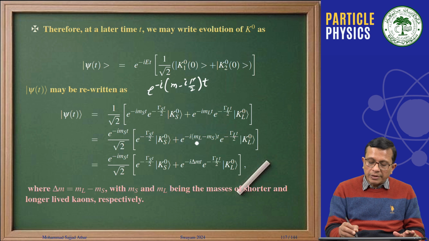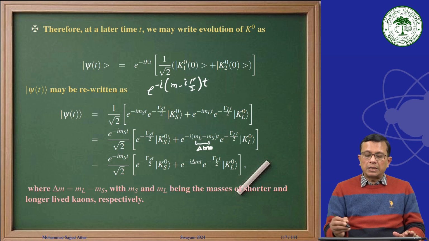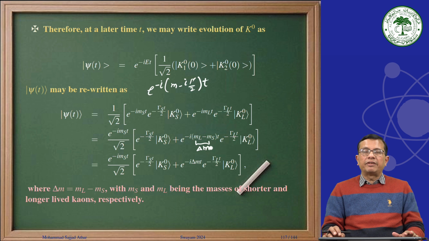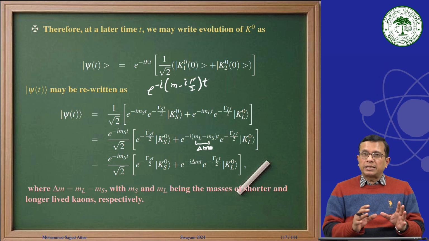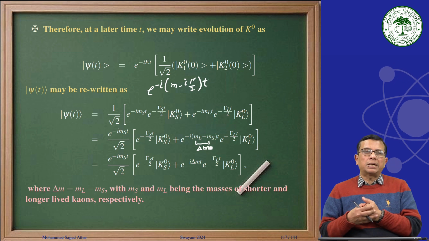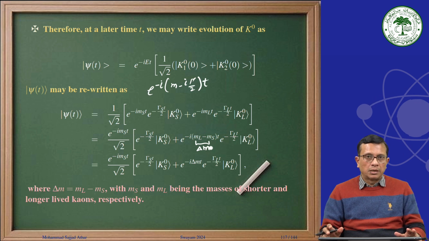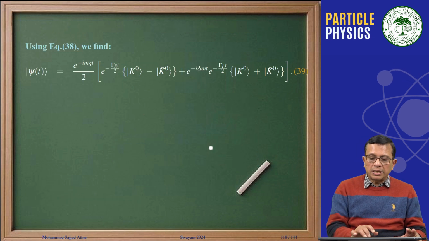And this ml minus ms we are calling by the name delta m, and we will see the significance of this delta m. As I have pointed out, K10 is not the anti-particle of K20, or KL0 is not the anti-particle of KS0. Therefore, in principle, their masses can be different.